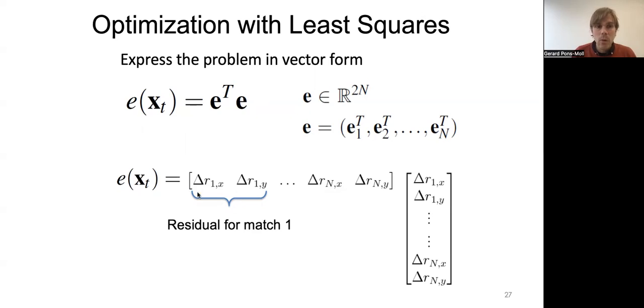And essentially, what does this error look like? It is a collection of residuals. For example, here you have the residual for the first match, and then the residual for the nth match between the model and the image feature. Then you do this dot product, and you see that this term multiplies with this term and so on. So this is equal to the sum of squares.